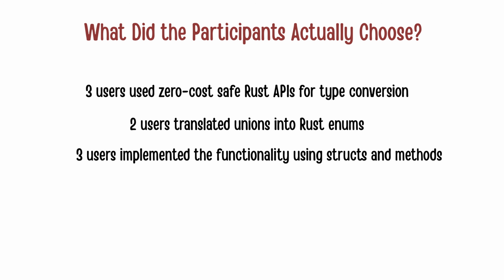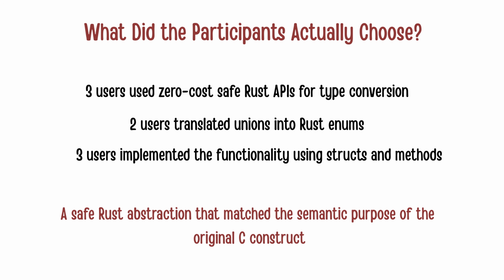Again, we see a recurring theme throughout the paper. The participants weren't simply looking for a way to make the C code compile in Rust. They were looking for a safe Rust abstraction that matched the semantic purpose of the original C construct.